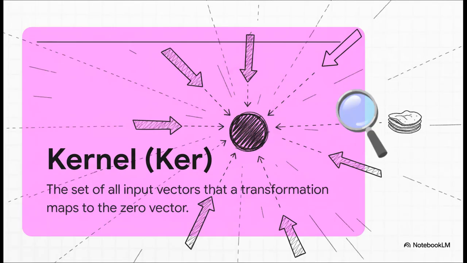So what even is a kernel? Honestly, the best way to think about it is like a transformation's personal black hole. It's the collection of all the vectors that, when you apply the transformation, get completely sucked in and squashed down to the 0 vector. Anything that goes into the kernel, poof, it's gone, mathematically speaking.